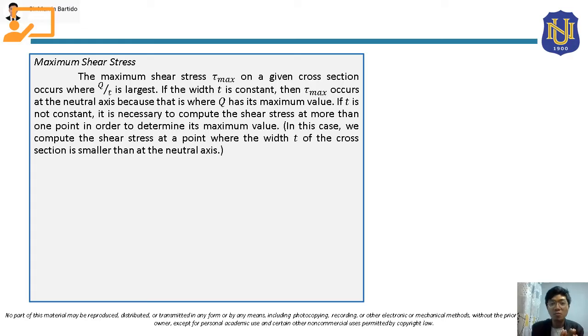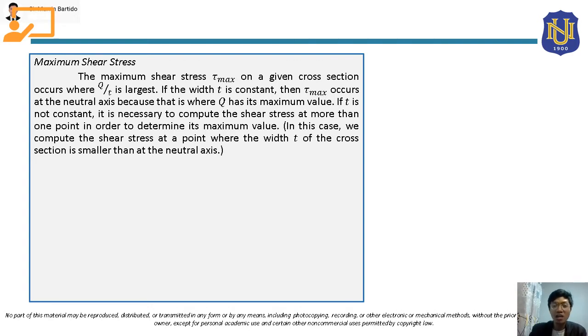Magiging maximum yung value ng Q, no? Kapag nasa neutral axis yung point na kino-consider natin. Kasi class, 'di ba, kung dun yung point na kino-consider natin, dun sa neutral axis. So i-consider mo ng buo yung area above or below. So yun yung magkakaroon ng pinakamalaking area. Tama? Tama, yun yung magkakaroon ng pinakamalaking area class. Therefore, doon magkakaroon ng pinakamalaking value ng Q, ng first moment of area Q.